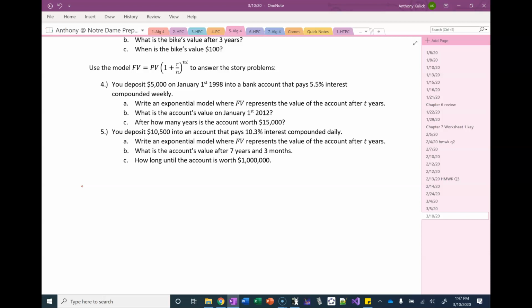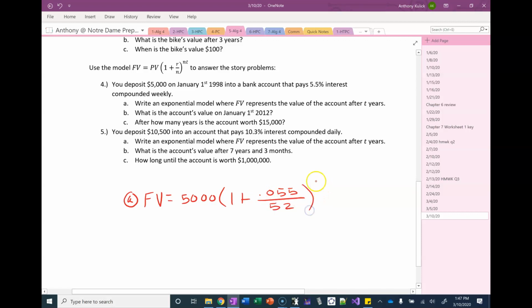Write an exponential model where FV represents the value of the account after T years. So if I just fill in my values, remember there's 52 weeks in the year, so if we're compounding weekly, N is 52. So there's my model. Okay with that? Okay. It asks, what is the account's value January 1st, 2012?